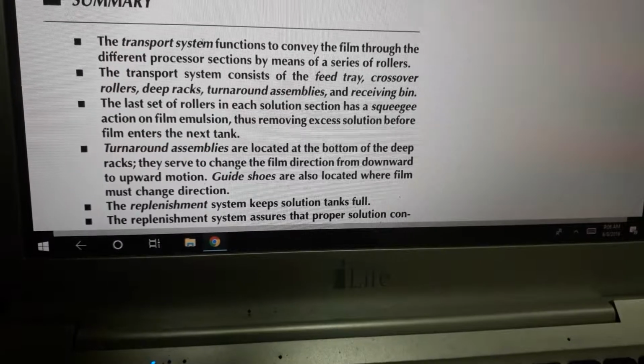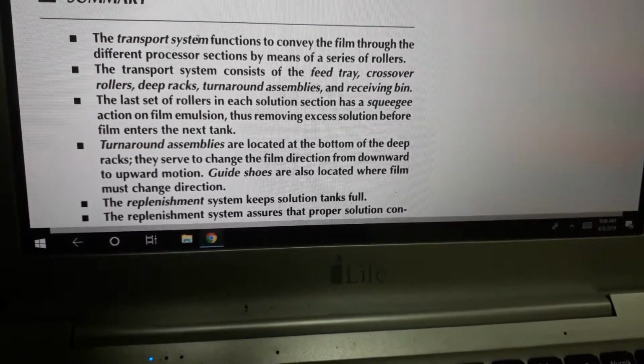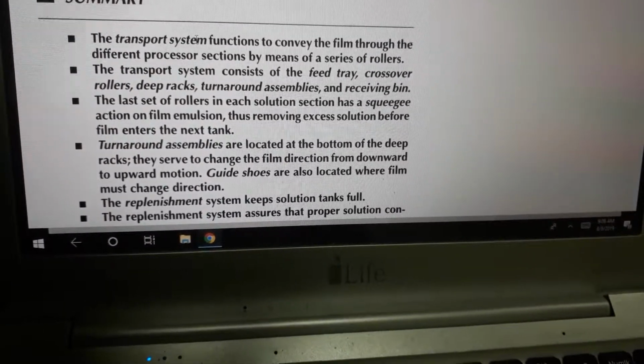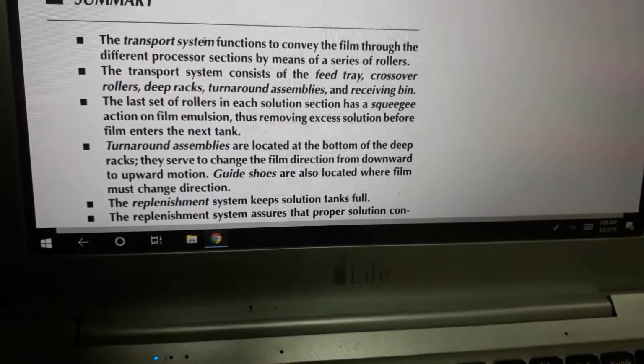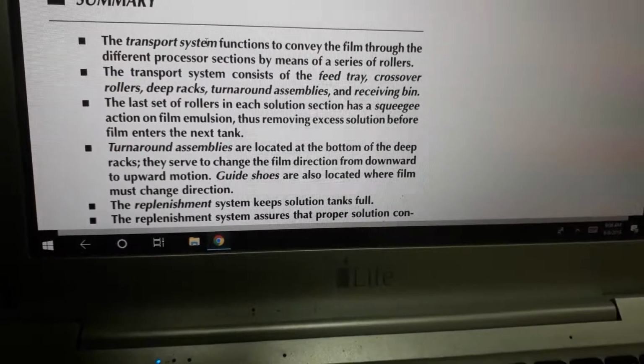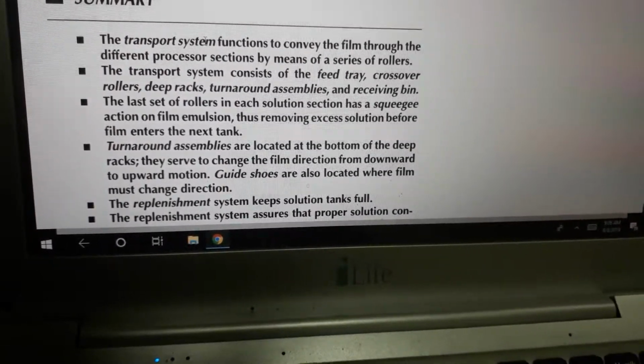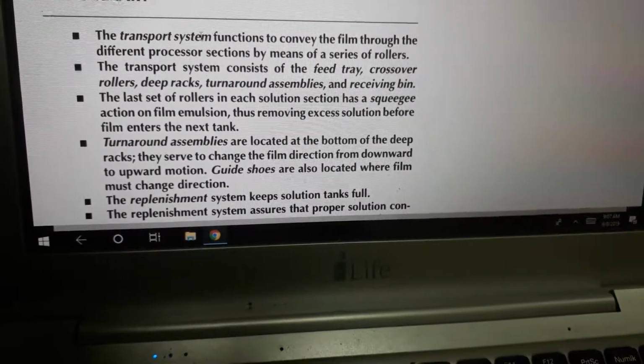The last set of rollers in each solution section has a squeegee action on the film emulsion, thus removing excess solution before the film enters the next tank.